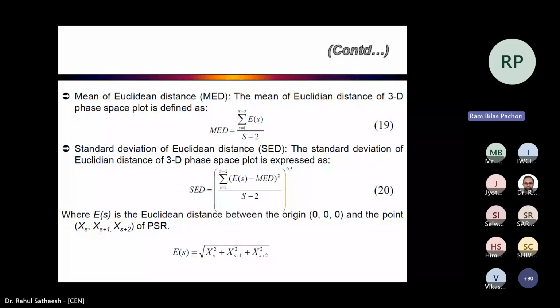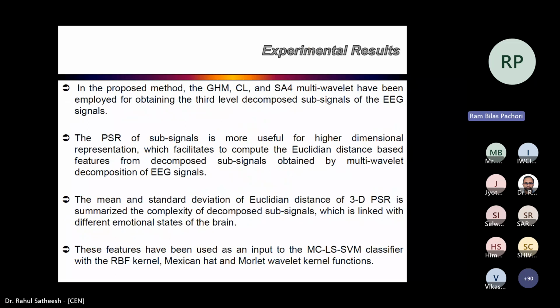So the first one is the mean of equivalent distance, which is expressed by equation 19. Then the standard deviation of equivalent distance, which is expressed by equation 20. So these 2 features are based on the equivalent distance. They have been used to measure the variability present in the Euclidean PSR, phase space reconstruction. And next slide, please.